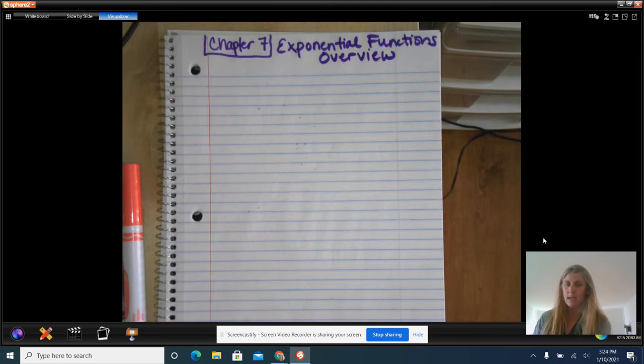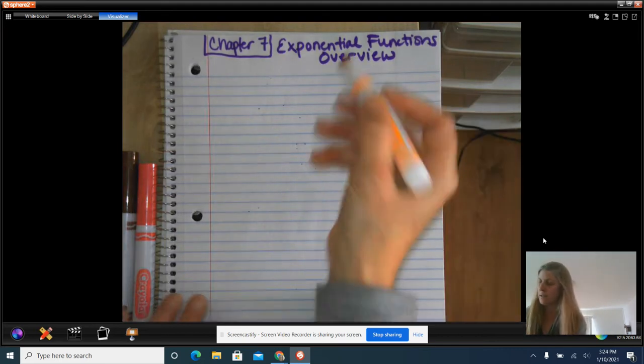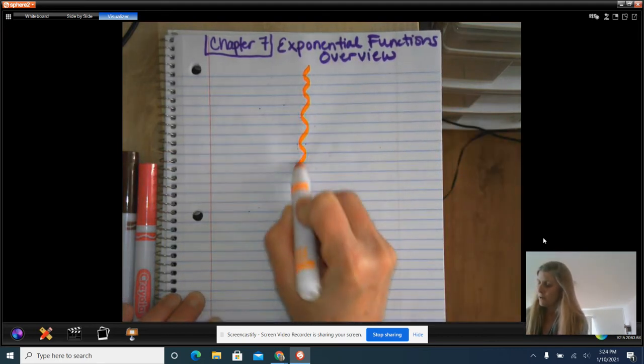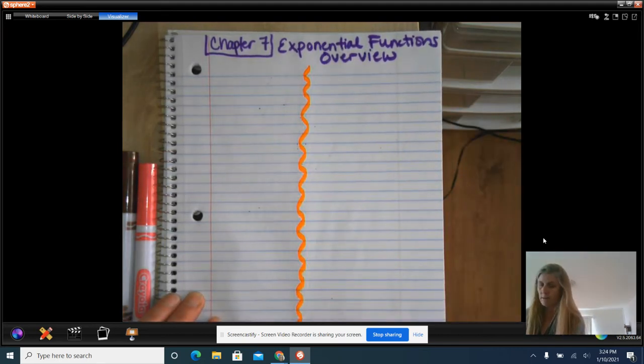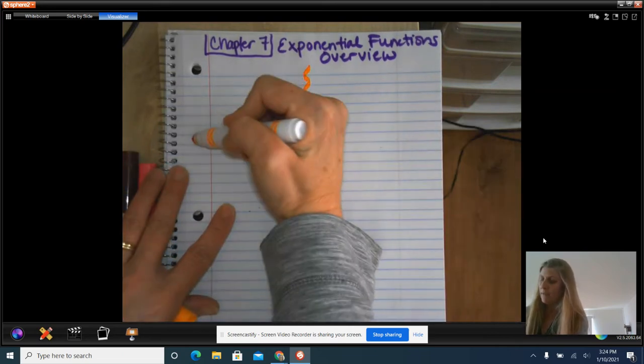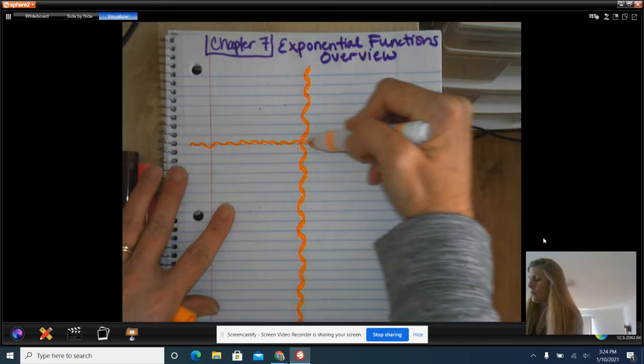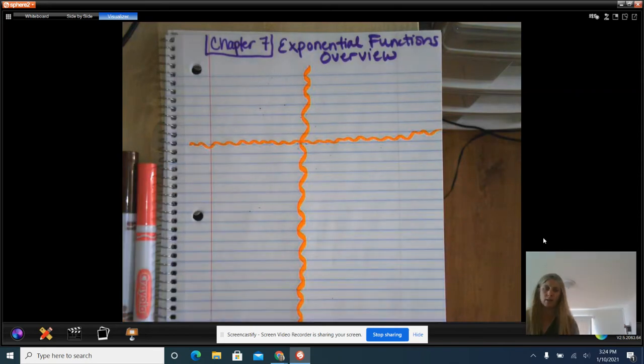So we're going to take a pen, and we're going to do kind of a squiggly line down the middle. And then kind of far up to the top, about a quarter of the way up, we're going to do a little squiggly line going across as well.